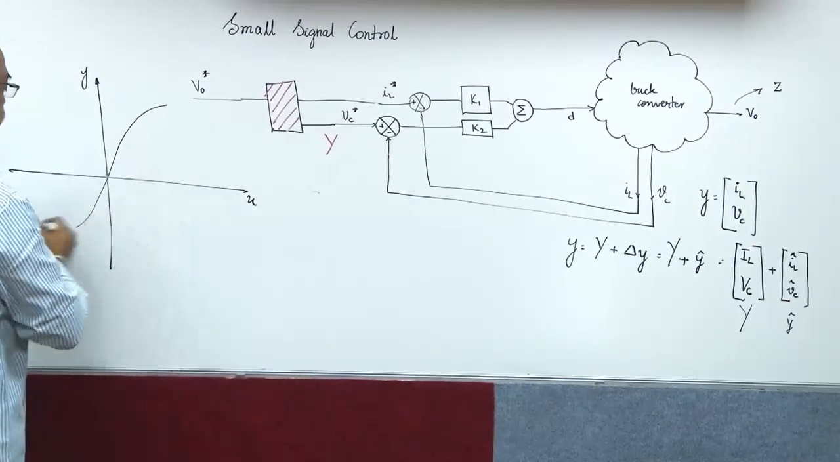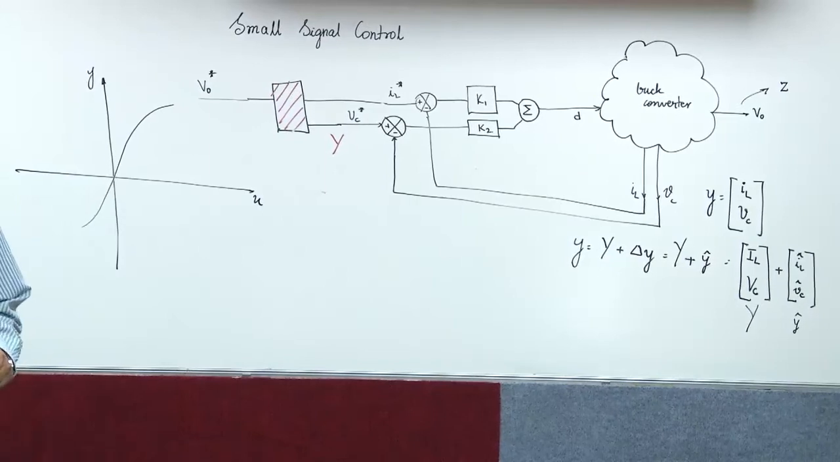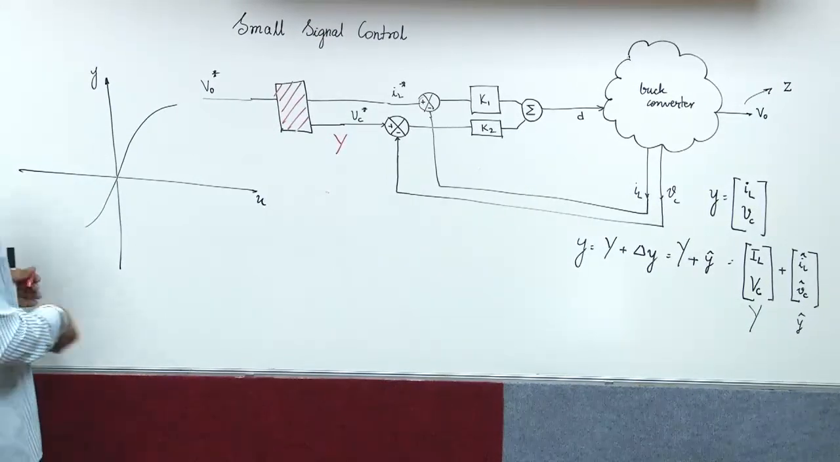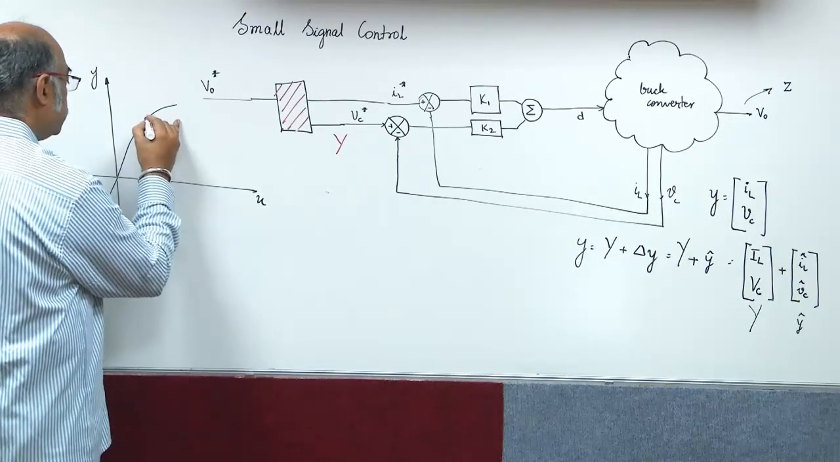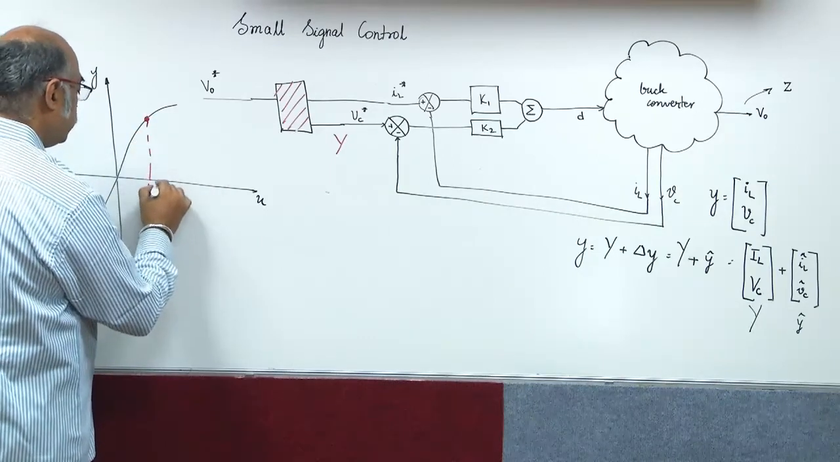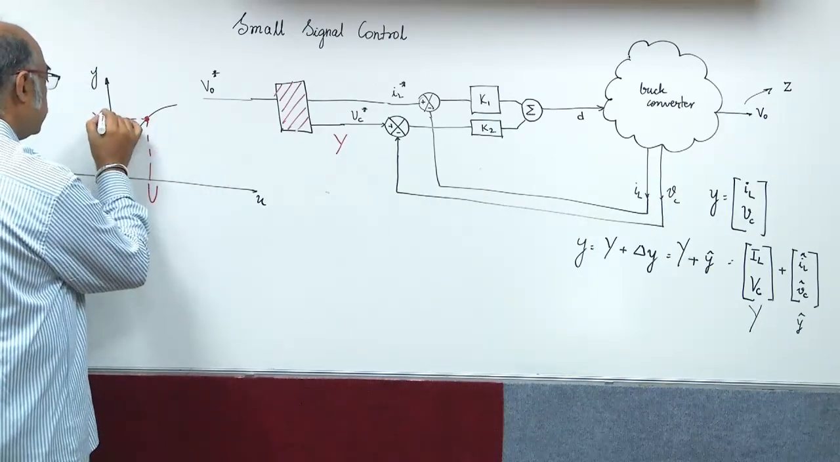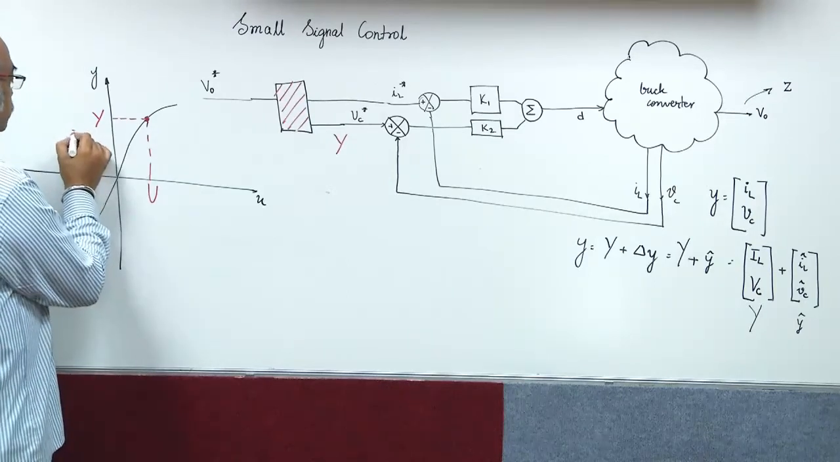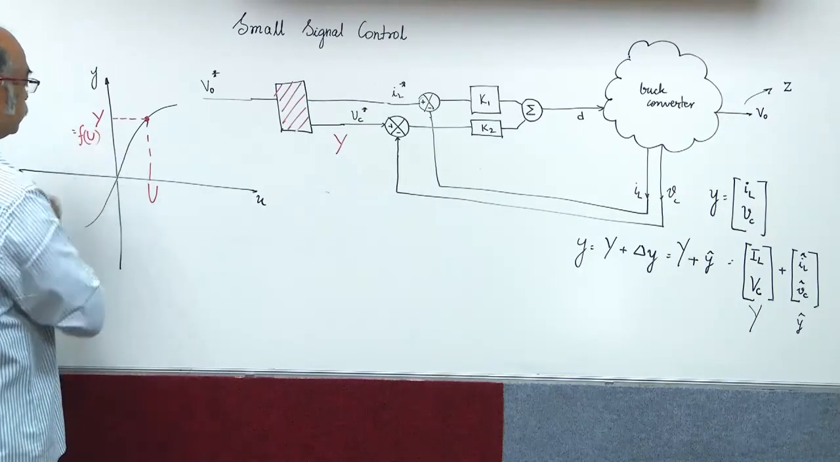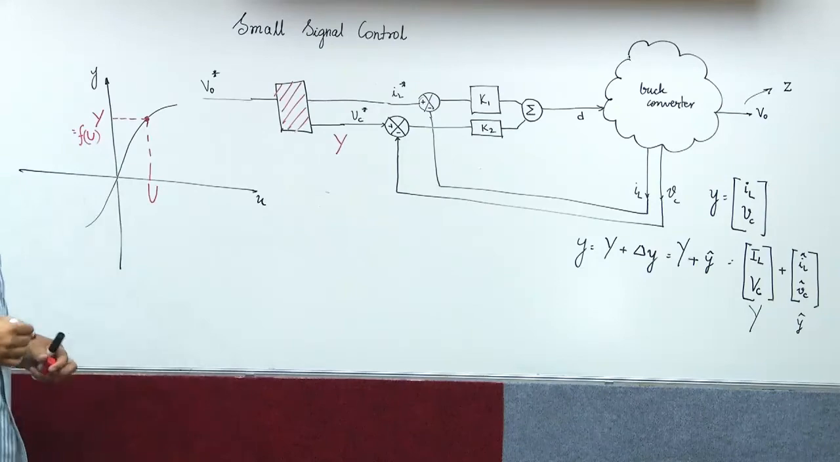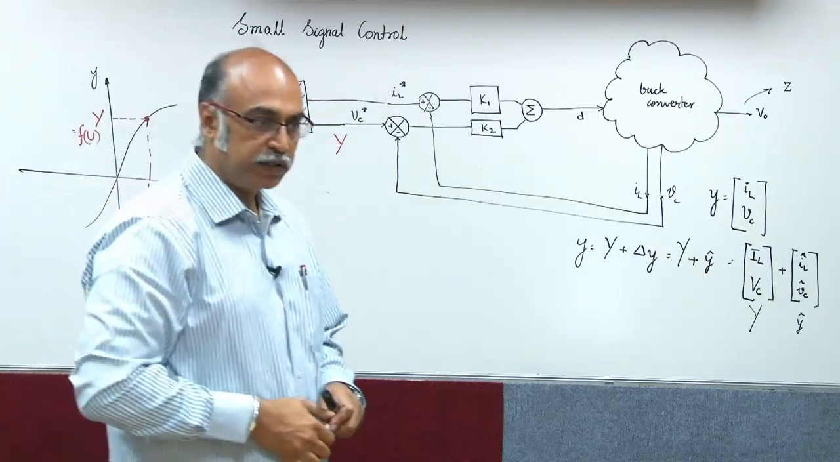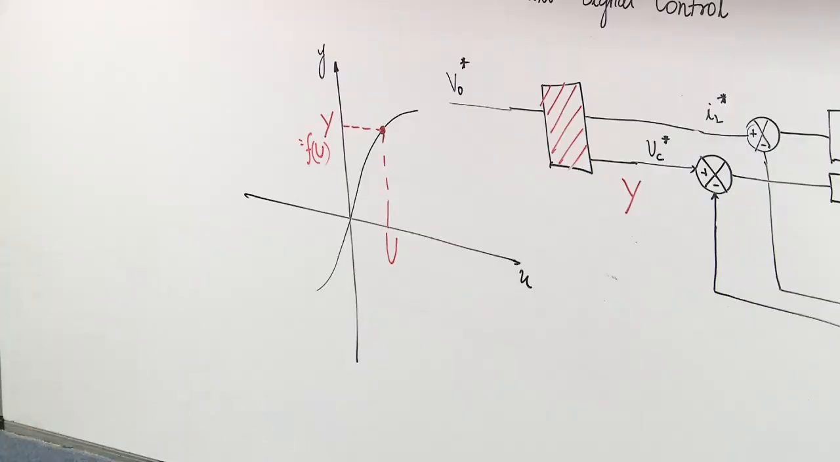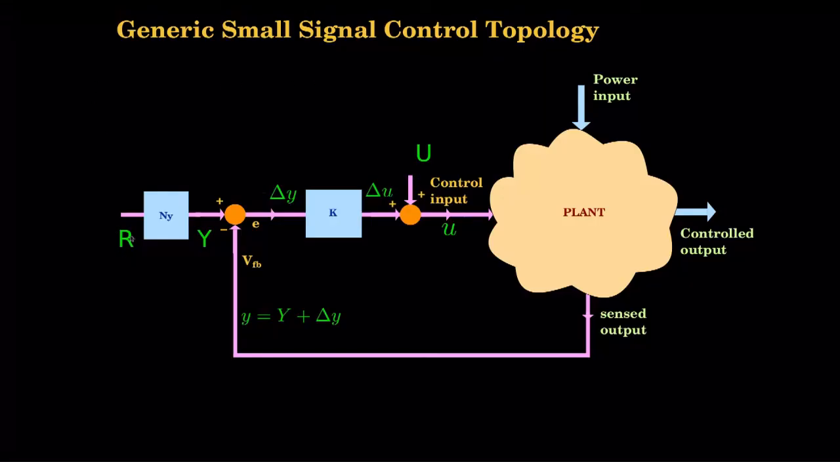I have the steady state input output relationship from the steady state model. I have this operating point. So, if I have u, I can get y, which is equal to f of u, or if I have y, I can get u, the inverse function.